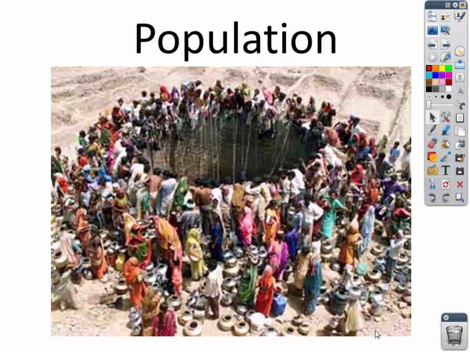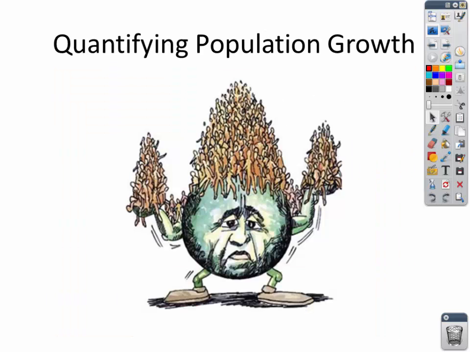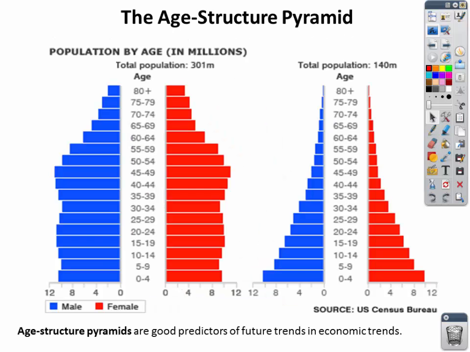Okay, welcome back to part 2 of the population lecture series for the AP Environmental Science classroom. In part 2, what we're going to look at is quantifying population growth. Alright, so in part 1 we talked a lot about some of these concepts about population. Now we're going to try and quantify population growth. The first way that we'll analyze population and changes in population is called the age structure pyramid.